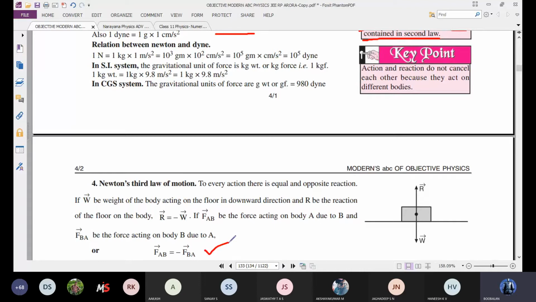This is the normal body. The weight is in the downward direction. The weight formula is mass into gravity, W is equal to mg. So reaction is in the upward direction, action is in the downward direction. Action is the weight, reaction is upward. Just note this one, enough. First the definition of Newton's third law, next in this diagram, the formula.